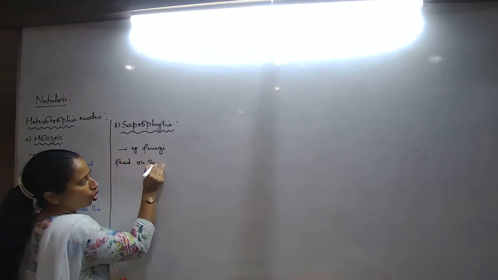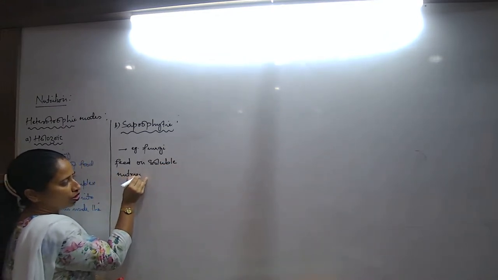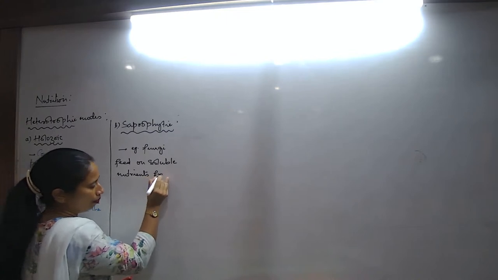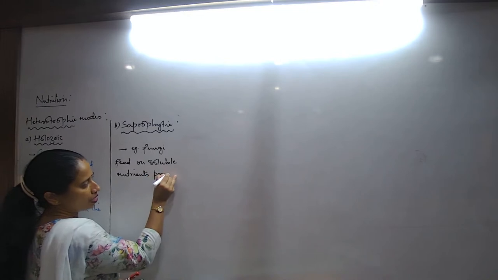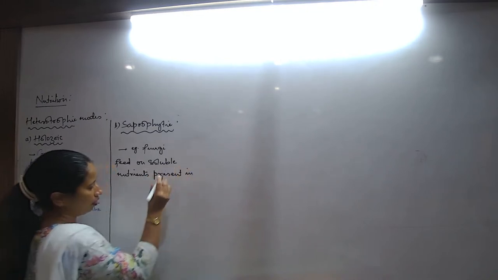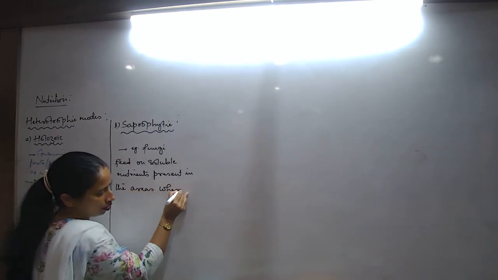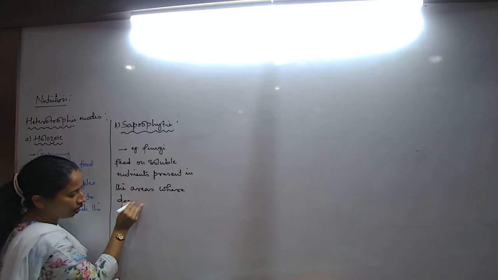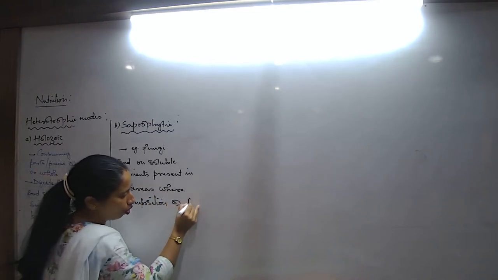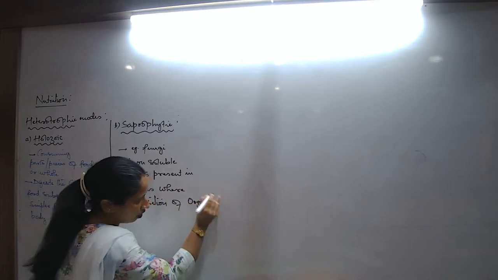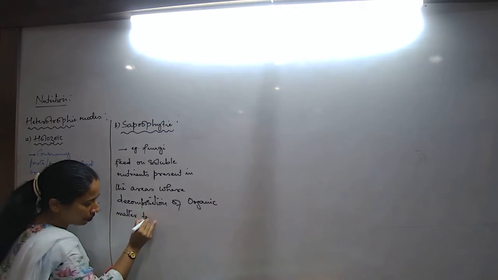They feed on soluble nutrients present in the areas where decomposition of organic matter takes place. Decomposition of organic matter, organic food takes place.